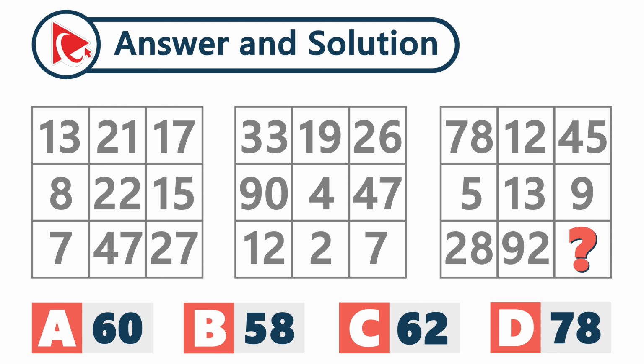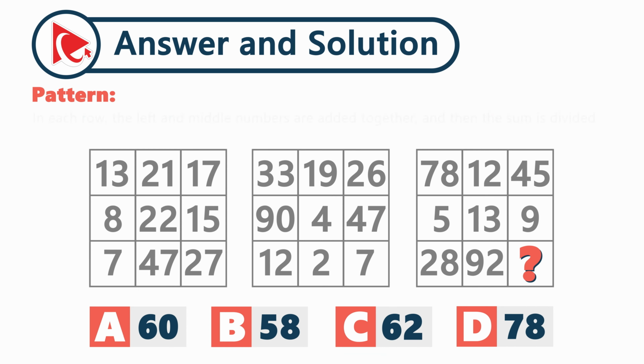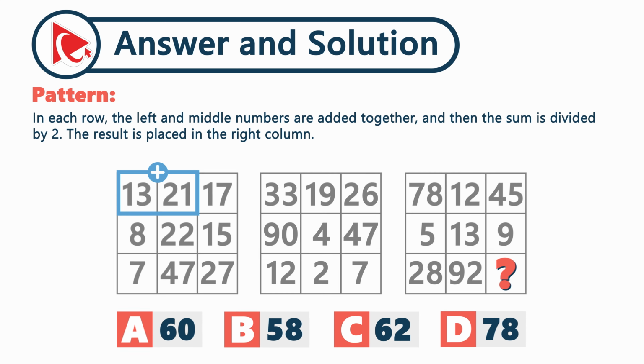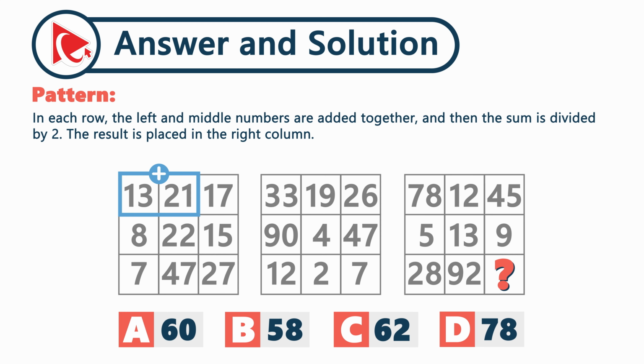As you might have guessed, I've introduced the magic square to you and presented the numbers in columns. But the pattern here is that the calculations are done in rows. In fact, in each row, the left and middle numbers are added together, and then the sum of the numbers is divided by 2, and the result is placed in the right column. Let's go back to the hint. 13 plus 21 equals 34, and 34 divided by 2 equals 17.